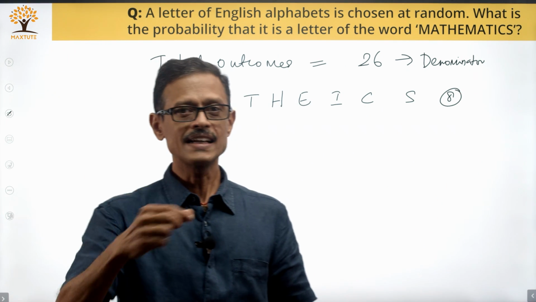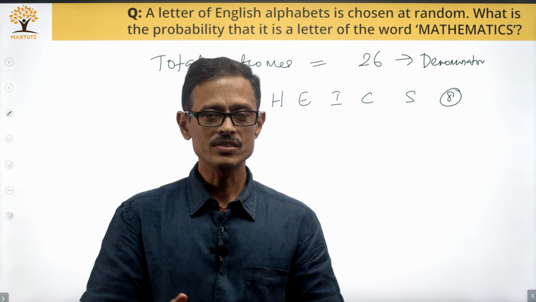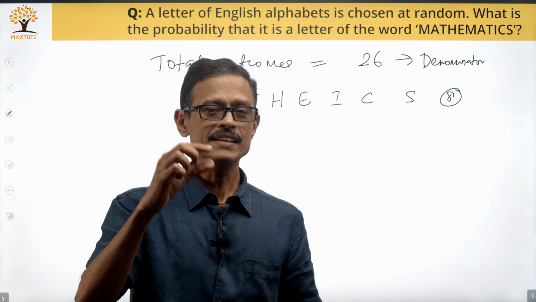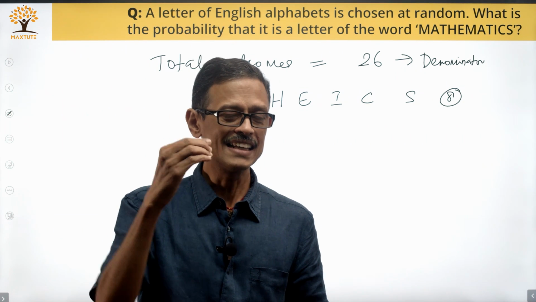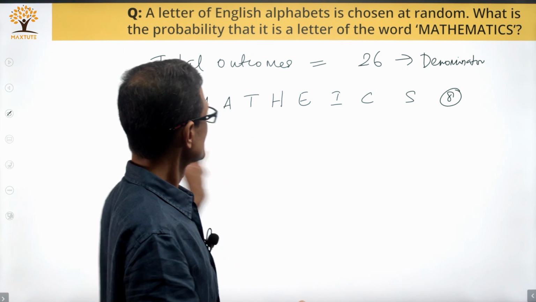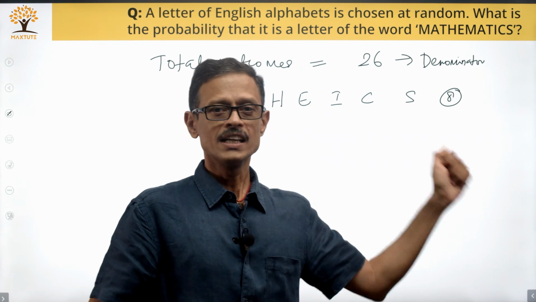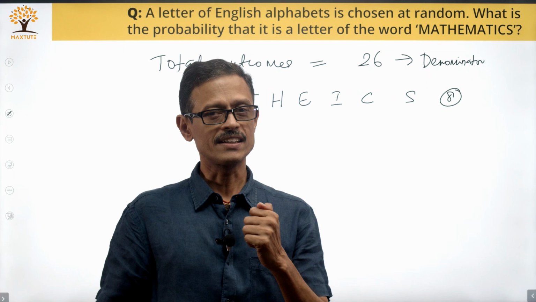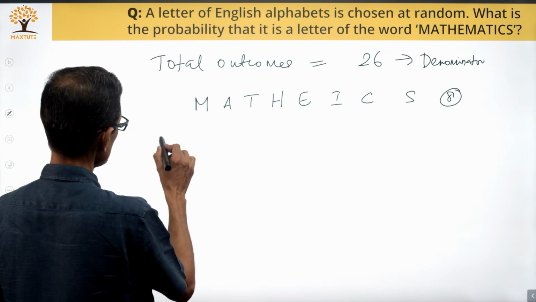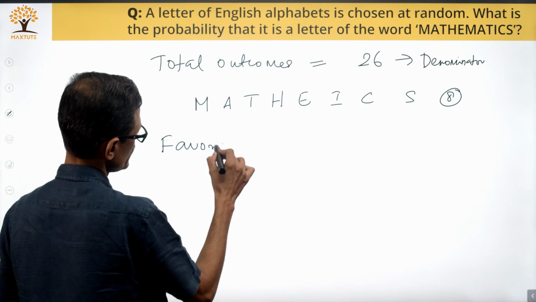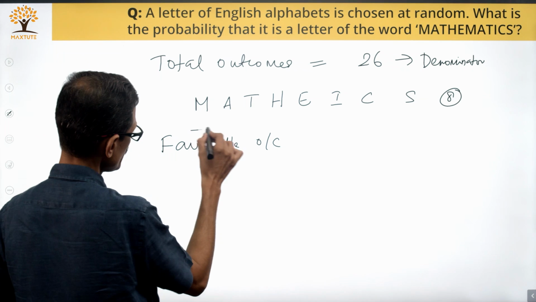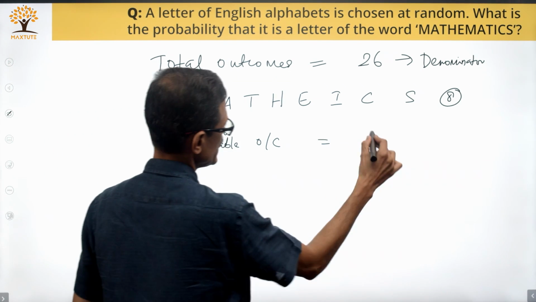So, if we pick a letter, let us say we put it in a box which comprises all the letters of the English alphabet, what is the probability that the favorable event is getting a letter which is found in the word mathematics? What are all the letters found in mathematics? These are the 8 letters found in mathematics. If I picked one of these 8 letters, I would have basically got what this question wants me to get. So, the favorable outcome is drawing one of these 8 letters. So, number of favorable outcomes for us will be equal to 8.